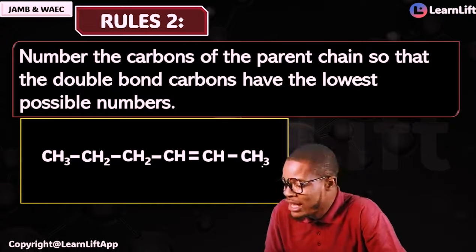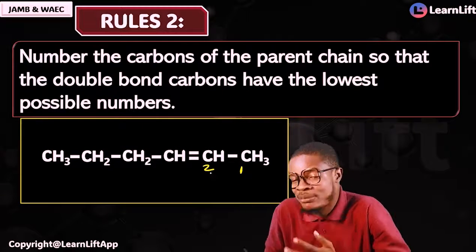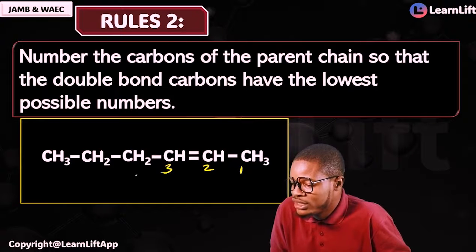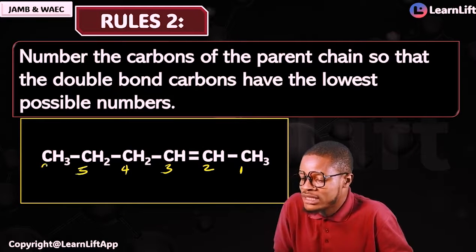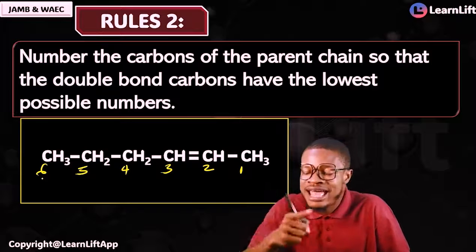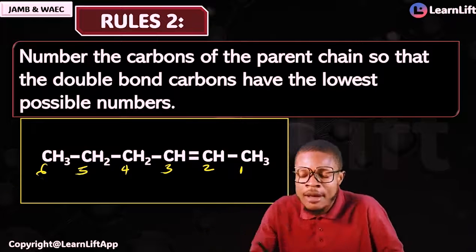So what are we going to have? This is going to give you 1, 2. So carbon 2 owns the double bond. Here is 3, here is your 4, here is your 5, here is your 6. So what's the parent name? Hex, hexene. But what now?